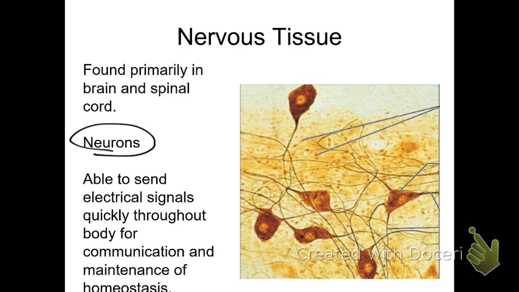These cells are found all over the body, but there's the highest concentration of them in the brain and the spinal cord. And they are unique in that they're able to send electrical signals throughout the body very quickly to help with communication, reflexes, as well as maintain homeostasis.